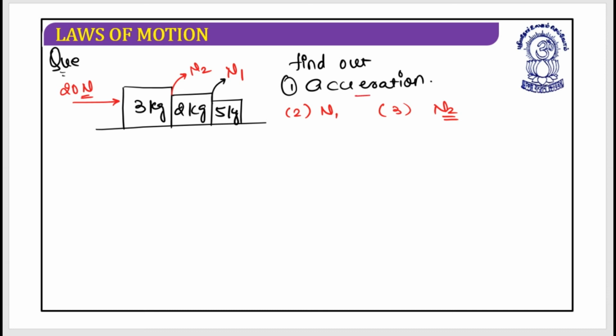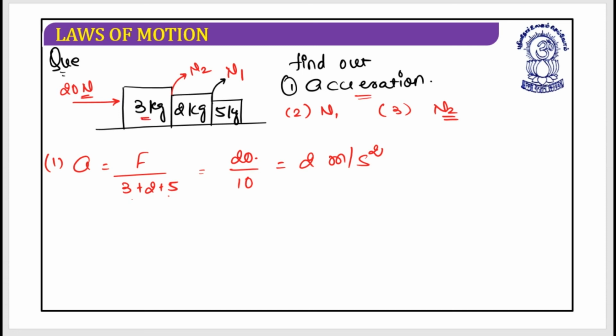First let's work for the acceleration, which is F divided by m total, and this m total would be 3 plus 2 plus 5. The force I have applied is 20 Newton, divided by 3 plus 5, 8, 8 plus 2, 10. This is equal to 20 by 10, which could be written as 2 meter per second square. Is it clear?